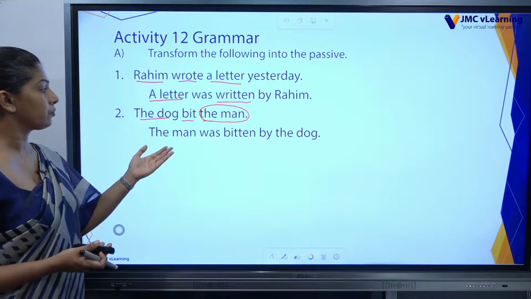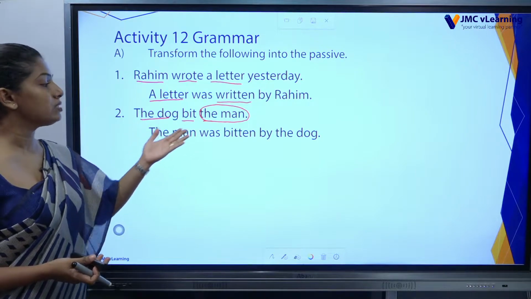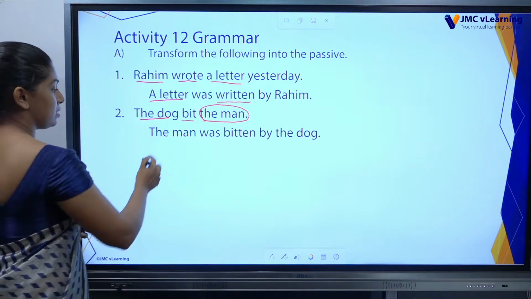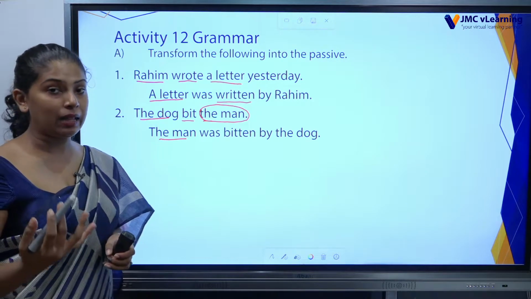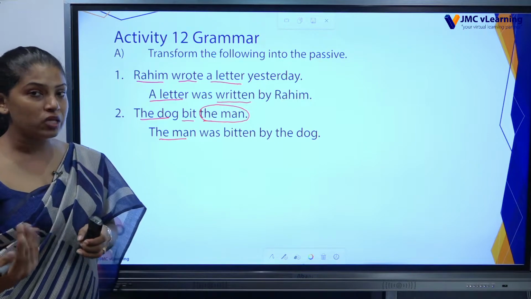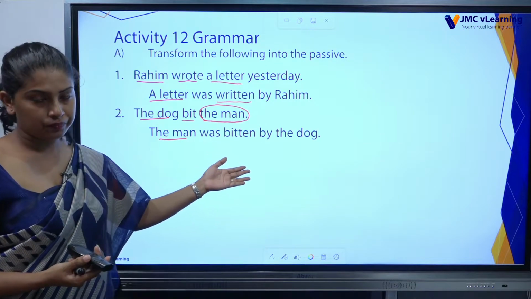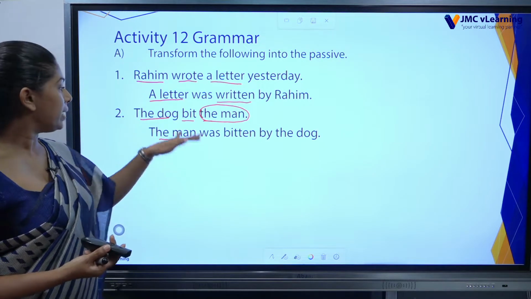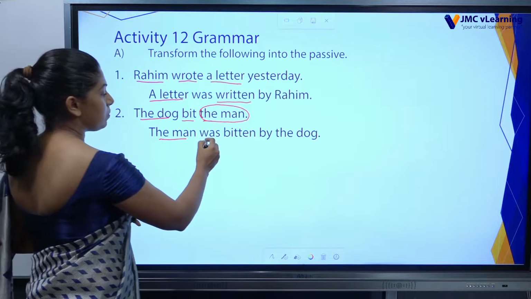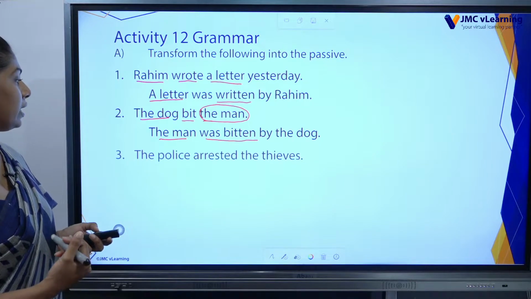The man was beaten by the dog. The dog bit the man. So the man is the object. So we can take that to the front. So the man, that is the object. The man is singular. The helping verb we can use is was or were. If the object is singular, we can use was. Then the man was beaten. Bite, that is present. Bit, past. Then beaten is the past participle. So the man was beaten by the dog. That is how we have to turn that into passive voice.